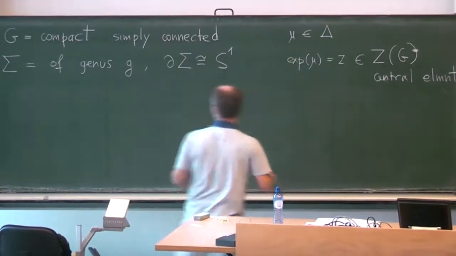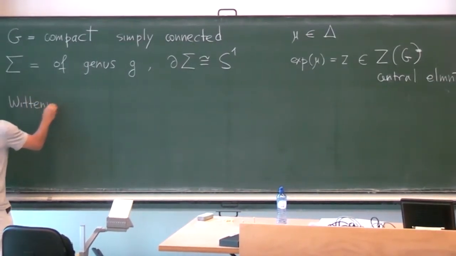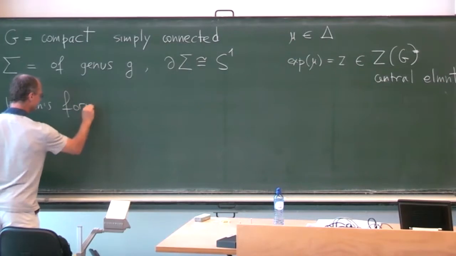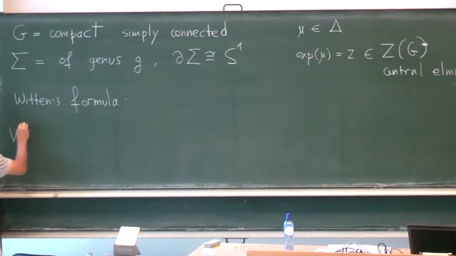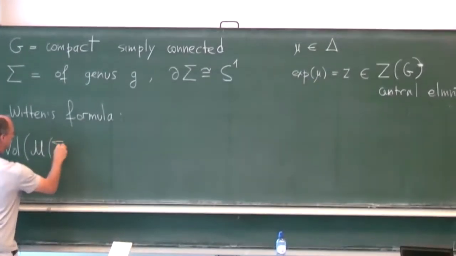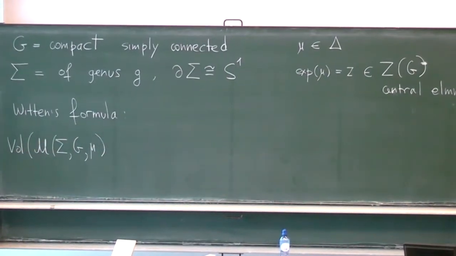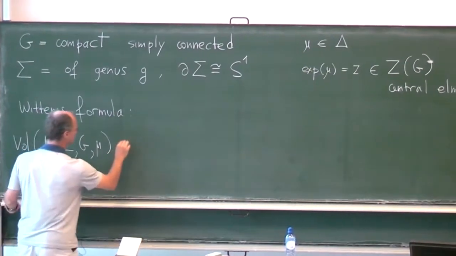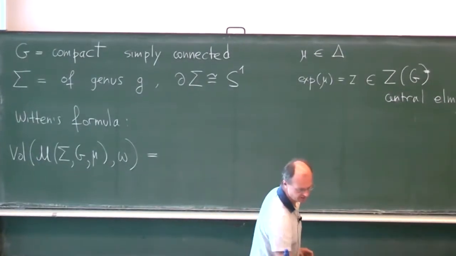So now, what's this Witten's formula? Well, we're supposed to compute the volume of the top stratum of the moduli space M sigma G mu with respect to the T-bar symplectic form.